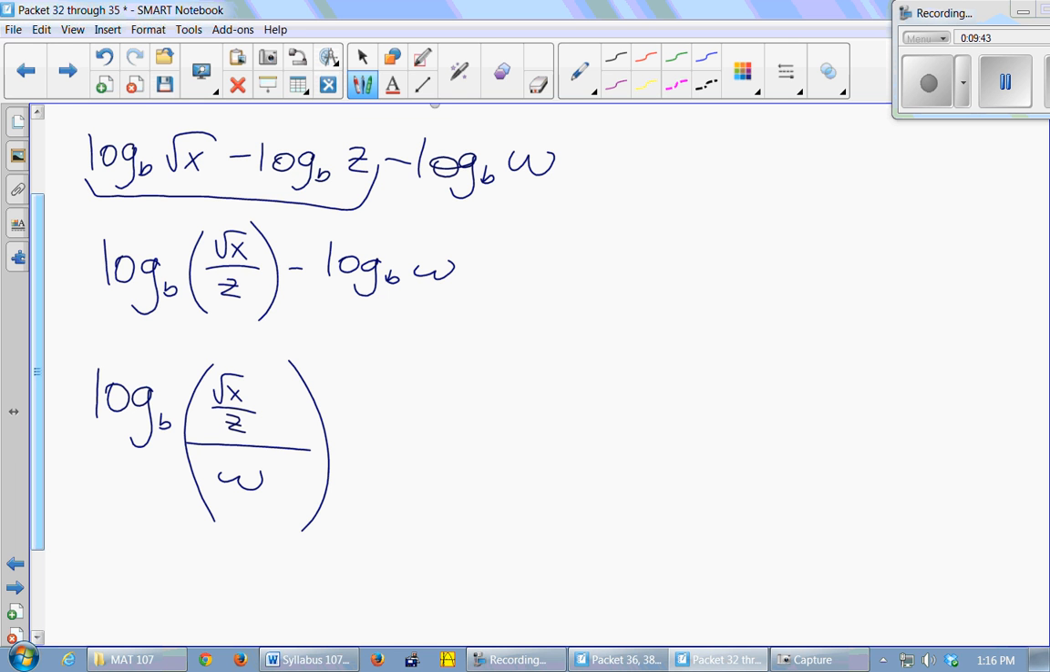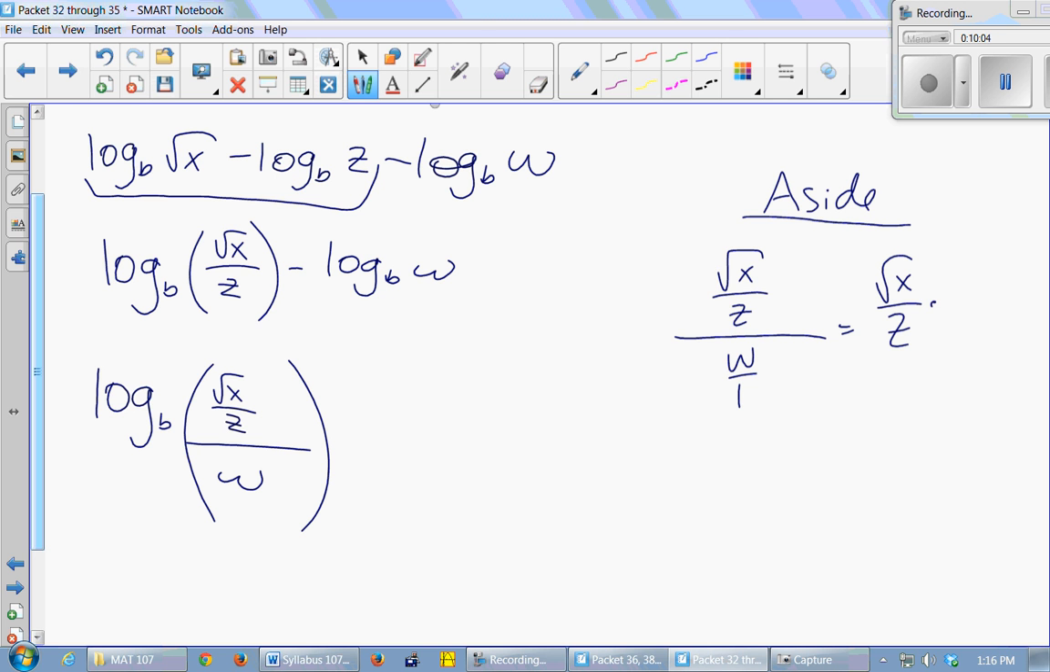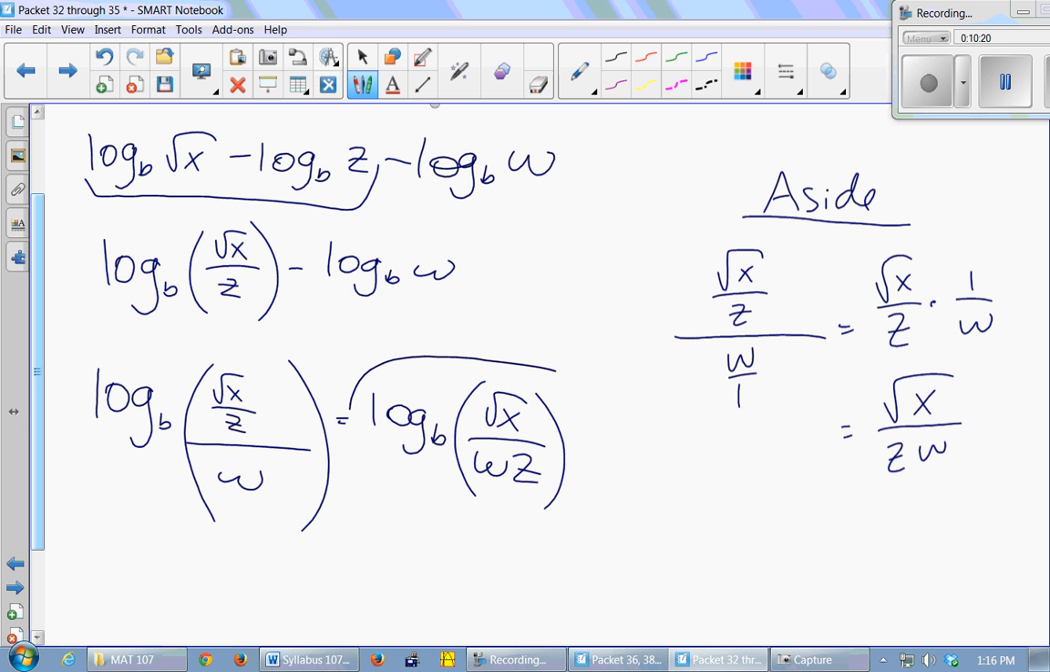It's just a matter of simplifying this compound fraction, which we have not done a lot of practice with. So let's do a little aside here. Square root x over z, divided by w. You can think of that as w over 1. Put any number over 1. And then I would do square root x over z times the reciprocal, which would be 1 over w. So you get square root x over zw. That good? Make sense? Okay.